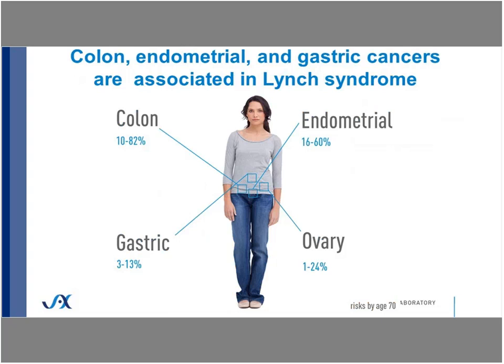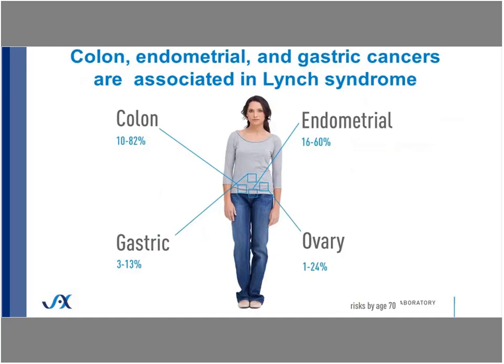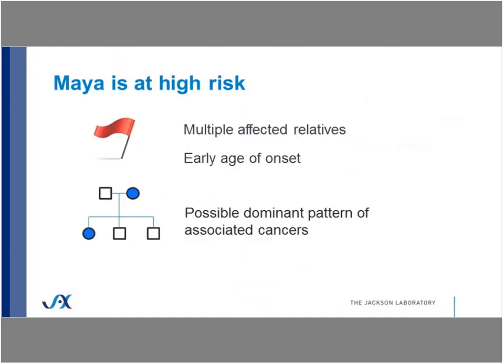So this is an important piece of our risk assessment, to recognize this pattern of cancer in the family. And if you look at these things together, it's not definitive, but it looks like it could be autosomal dominant inheritance as well. So that's another piece that we consider in the risk assessment. So wrapping this up for Maya, she is indeed at high risk because of the red flags and the patterns that we see here of multiple affected relatives with not only colon cancer, but these associated cancers that can be seen in a hereditary colon cancer syndrome, Lynch, early age of onset, and then that possible dominant pattern.